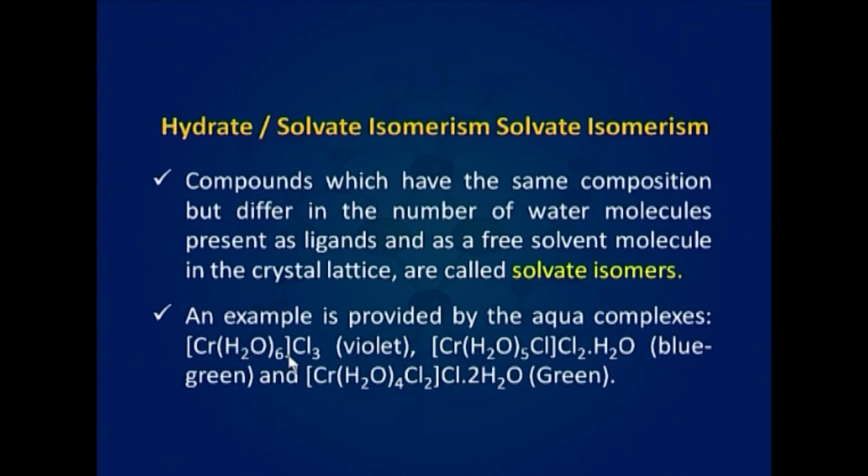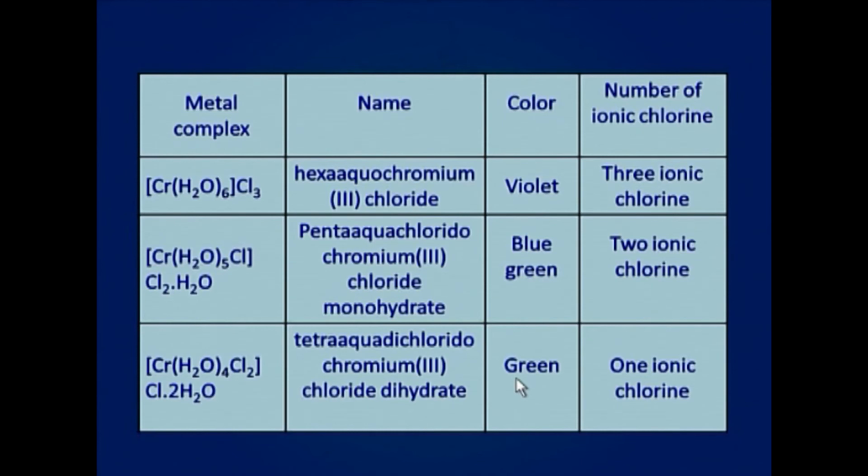[Cr(H2O)6]Cl3, [Cr(H2O)5Cl]Cl2·H2O and [Cr(H2O)4Cl2]Cl·2H2O. You can have a look on this table. There are 3 hydrate isomers. First one is [Cr(H2O)6]Cl3. All water molecules are in coordination sphere. This is named as hexaaquachromium(III) chloride. It is violet in color and there are 3 ionic chlorines.